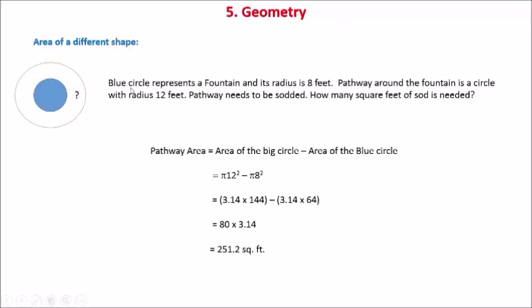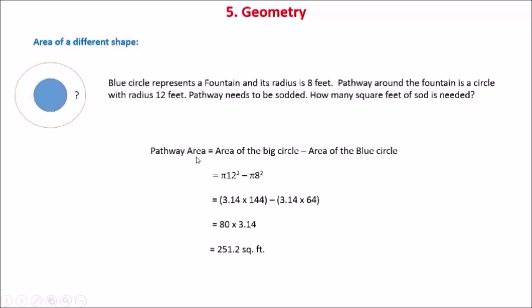So, area for different shapes. Let's say the blue circle represents the fountain, and the fountain's radius is 8 feet. And there is a pathway around the fountain. It's a circle. And the big circle has a radius of 12 feet. This little blue circle, the fountain, has a radius of exactly 8 feet. The pathway needs to be sodded. So how many square feet of sod is needed?